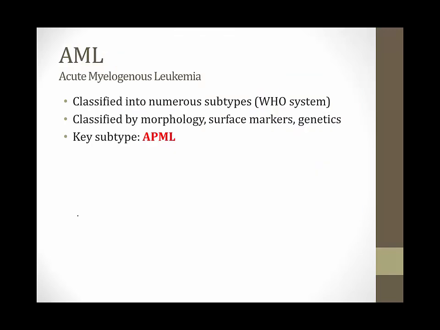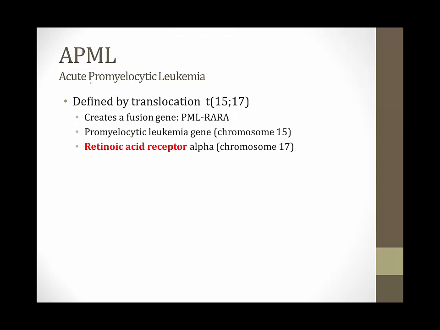AML is classified into numerous subtypes by a World Health Organization system. The different leukemias are classified by morphology, surface markers, and genetics. You can read about these in textbooks, but the most important subtype to know about clinically is called APML. APML is acute promyelocytic leukemia, and this subtype of AML is defined by a translocation between chromosomes 15 and 17. The presence of this translocation makes a case of AML into the APML subtype.